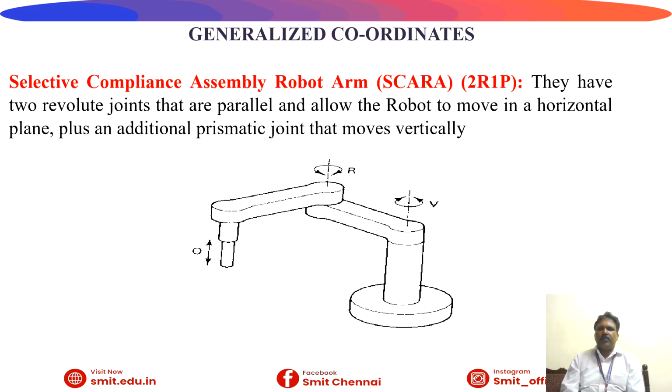Now what is the next type? SCARA. What is the full form of that? Selective Compliance Assembly Robot Arm, SCARA for short. It is 2R, 1P: two revolute motions and one prismatic motion. Clearly it is mentioned. They have two revolute joints, parallel, which allow the robot to move in a horizontal plane, plus an additional prismatic joint that moves vertically. It also has various applications.